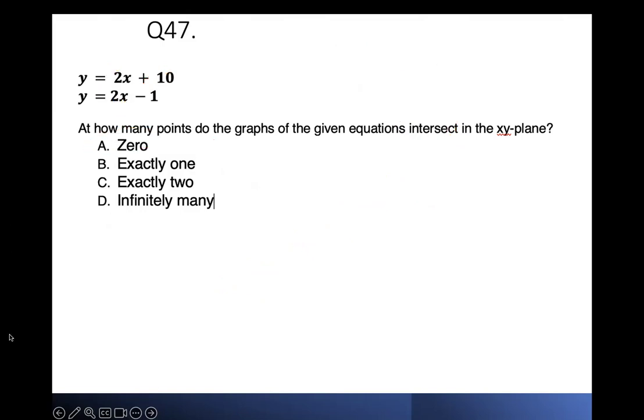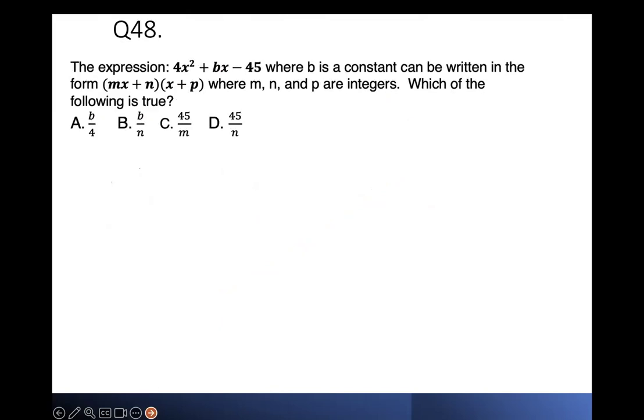This is a key thing you have to know. You don't do anything. You don't even graph it. You look at it and say, boom, I know this answer.